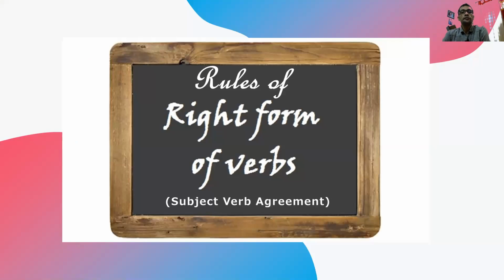Okay, rules of right form of verbs. In this discussion, I will be talking about the subject-verb agreement, how subjects and verbs are synchronized and used in the syntactic structure of a sentence. This could be very much helpful, because once you know how subjects are related to the verbs or how subjects are positioned against a verb, then it will be very easy for you to choose the right form of the verb from the brackets. So let's get going.